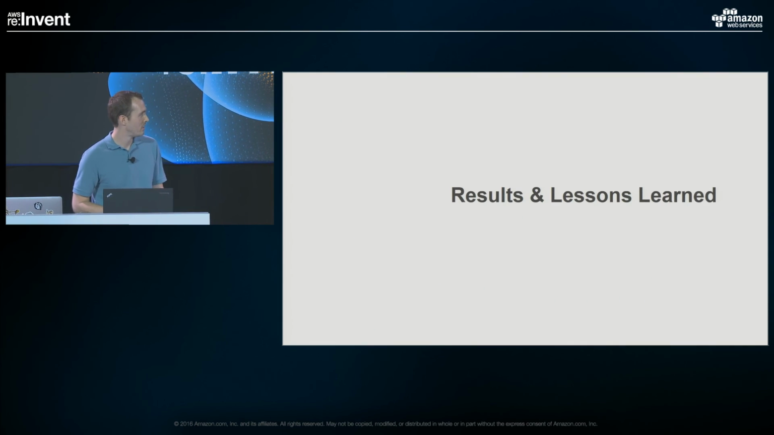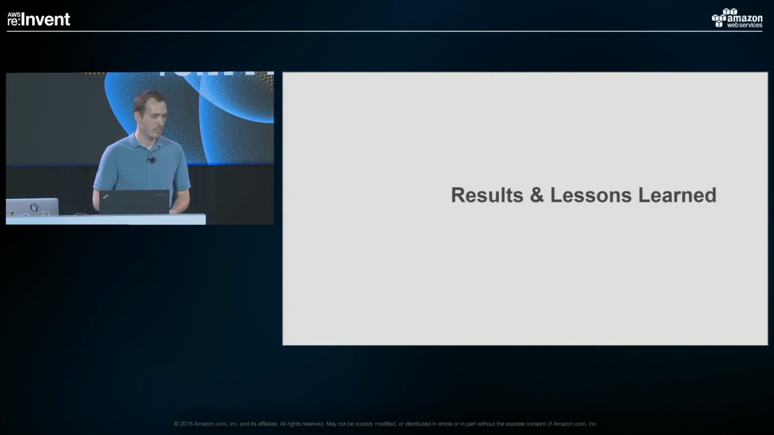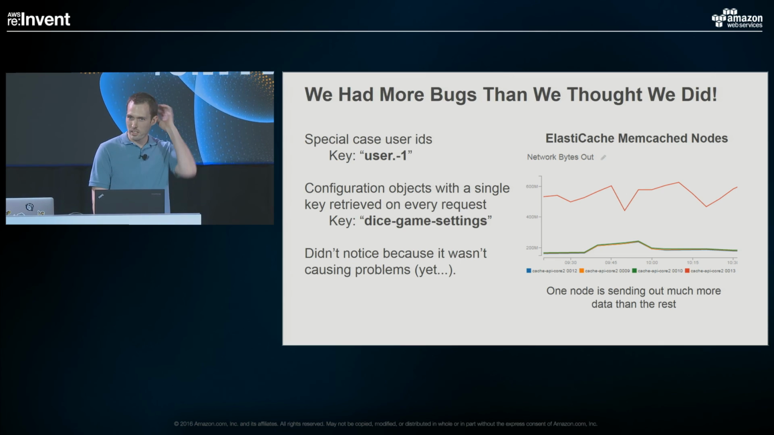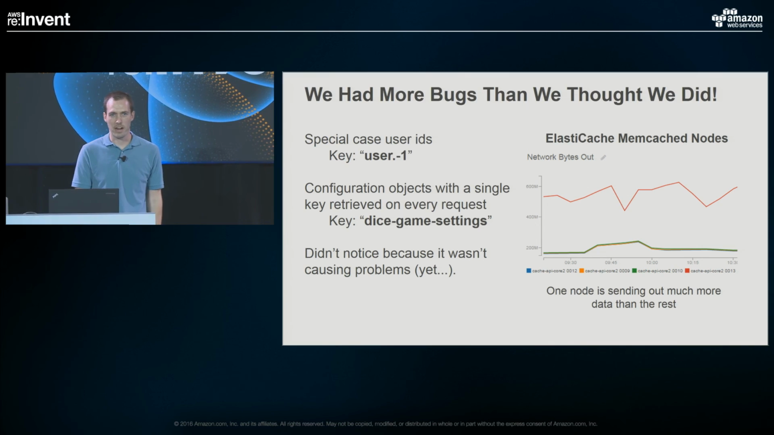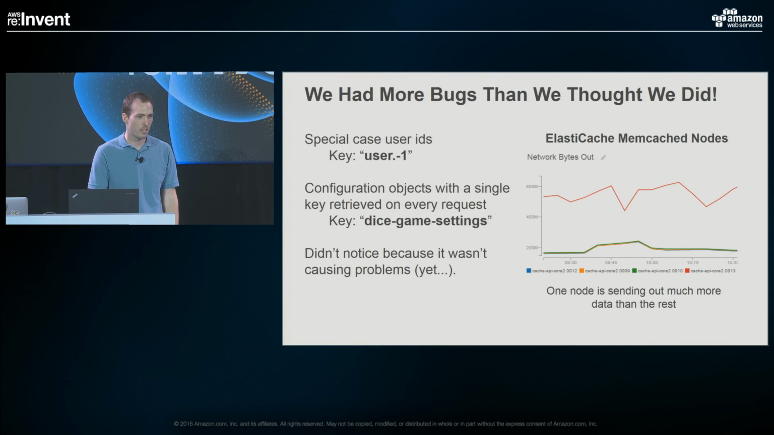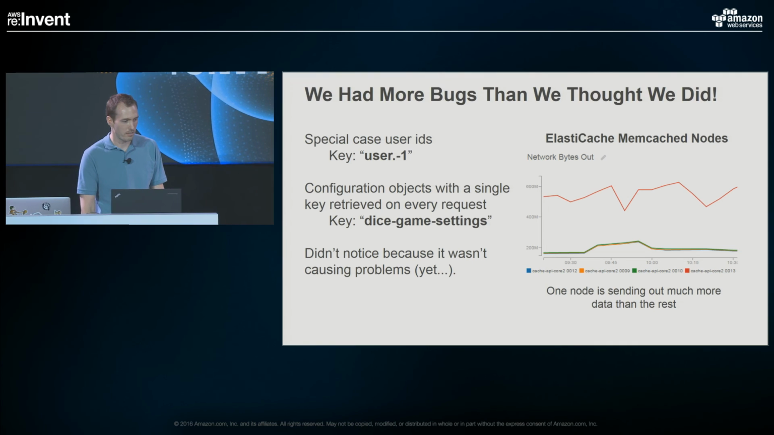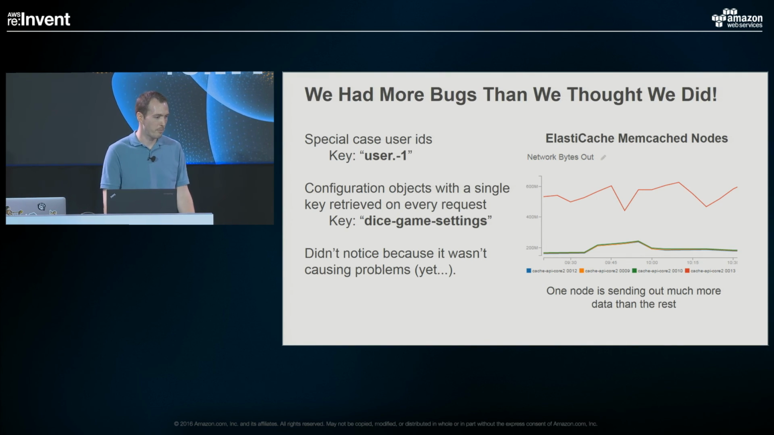Cool. So, results and lessons learned. One thing is once we deployed this, we found so many bugs, way more than we thought we did. Most of them were in Memcache because Memcache has a much higher throughput ceiling on the nodes. So when we had a hotkey in Memcache, it went unnoticed for a long time. But when we started playing with this dashboard, we fixed like 5 things right away.